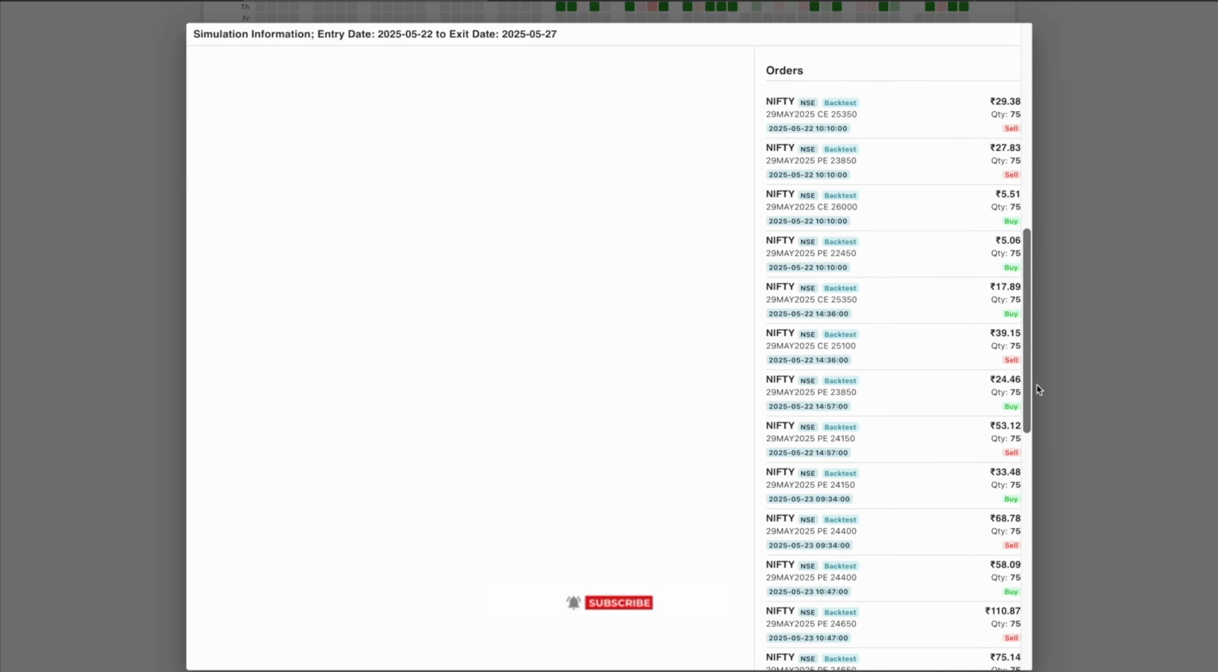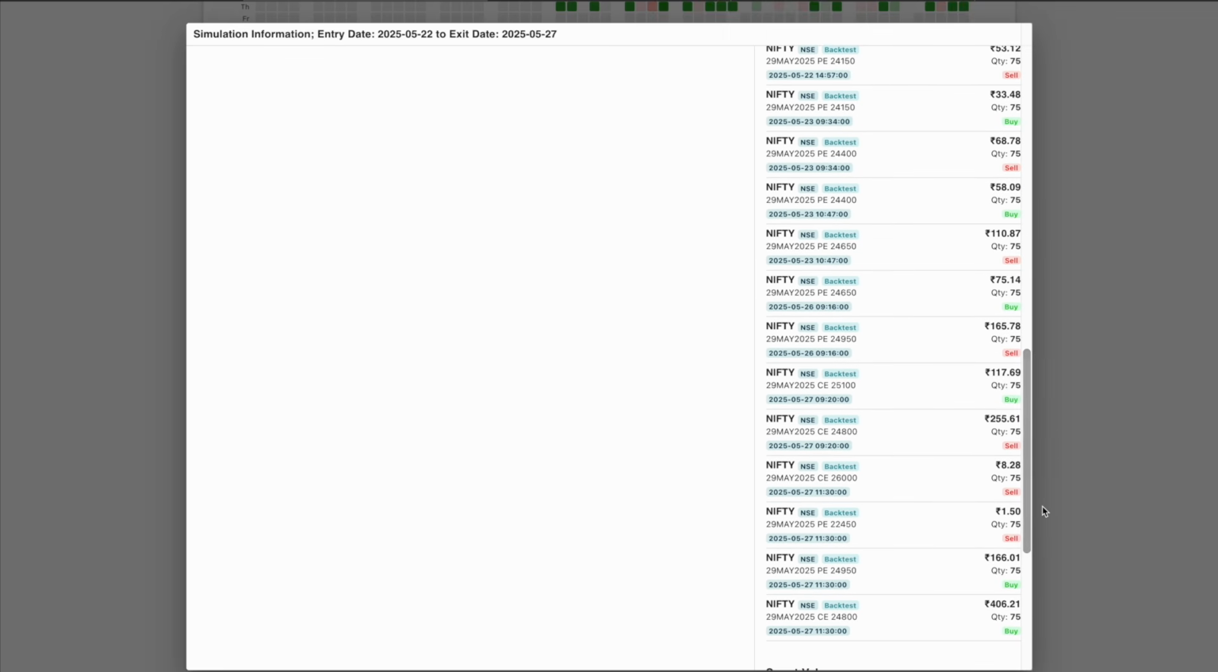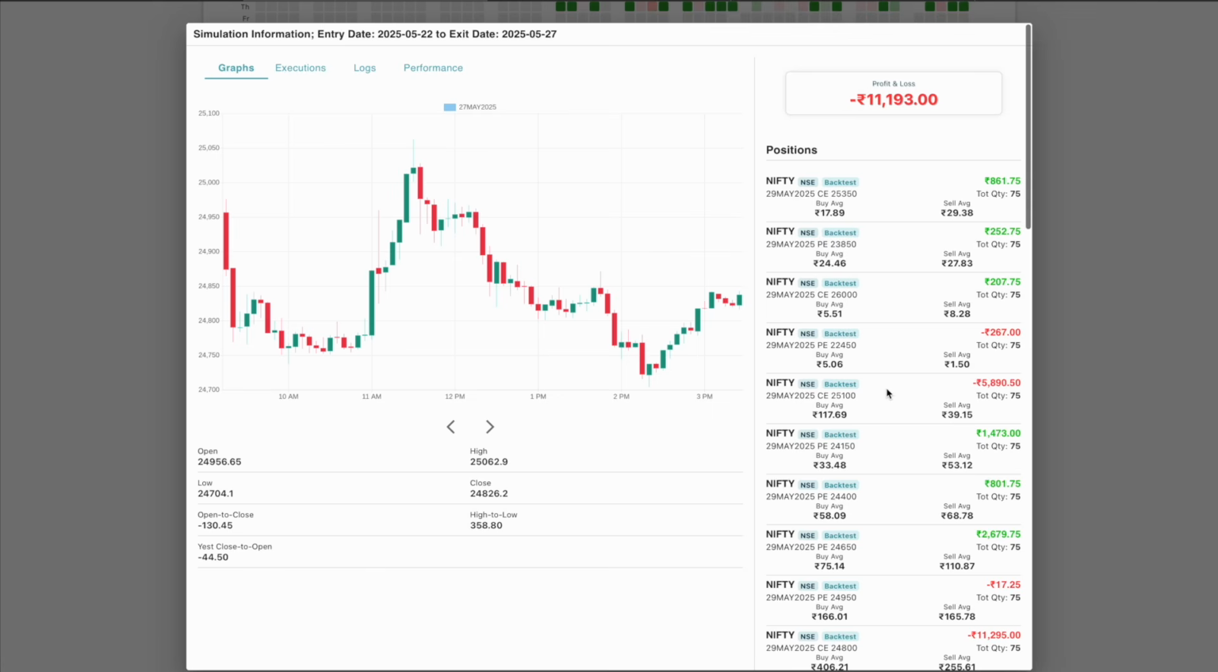At that point, our positions became 24,800 CE and 24,950 PE, meaning both of these strikes overlapped and basically formed a straddle, or even it overlapped the straddle. Once that happens, according to our rules, we have to exit the trade. That's where we book the loss of 11,000 rupees. If you see the graph, the loss happened because of the sharp and fast market moves. Sometimes market adjustments can't keep pace, and that's part of the trading risk.